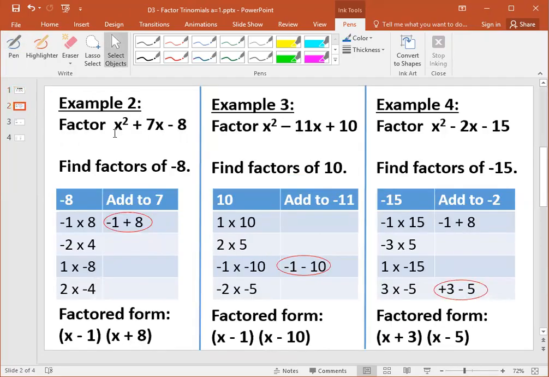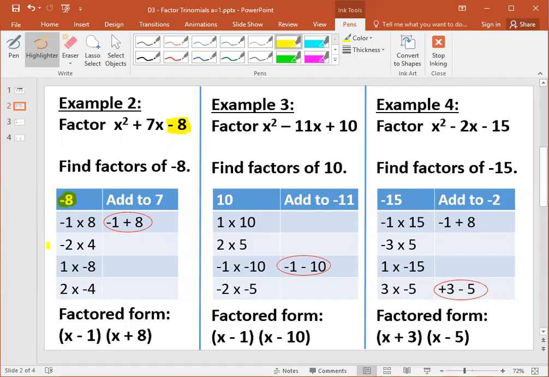Example 2, we have x squared plus 7x minus 8. Once again, I'm looking at the minus 8. I need to find factors of negative 8. Now this time, because it's negative, I'm going to have positives and negatives in my factor table.